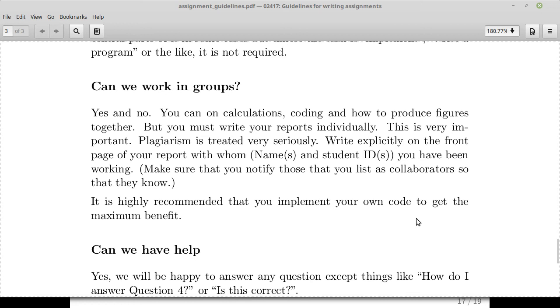The most common question is, can I work in groups? You can, but you have to hand in individually. So use each other, discuss things, compare results. I recommend that you write your own code, but just compare: do you get this value? Yes, I got that same value. All those things help each other out in finding mistakes in code.